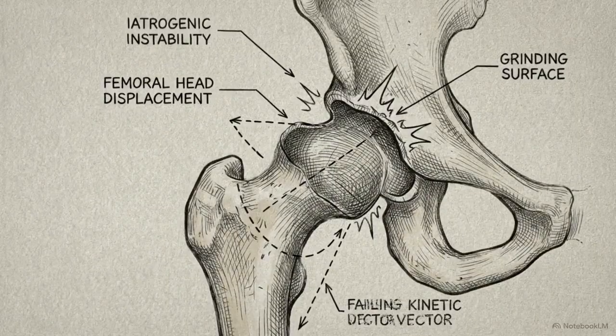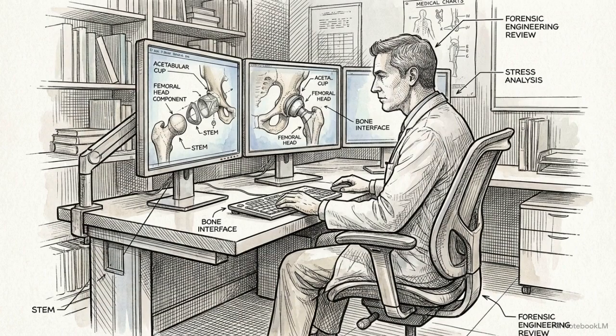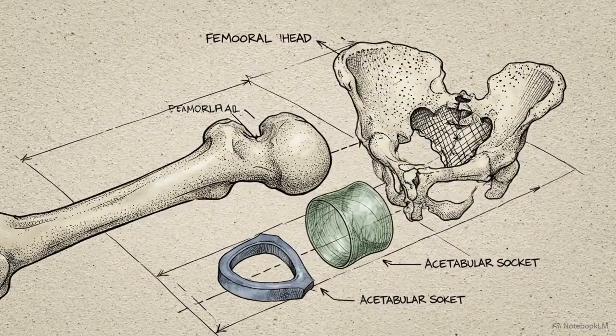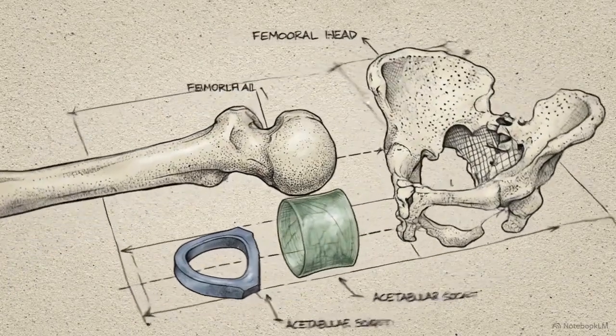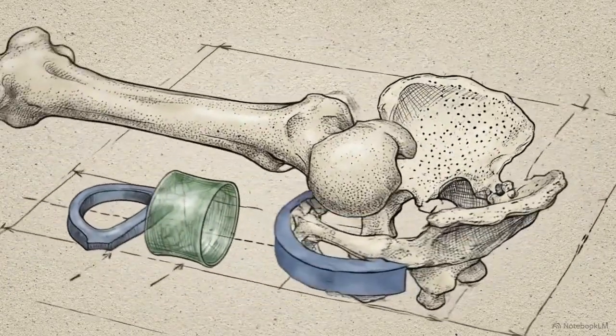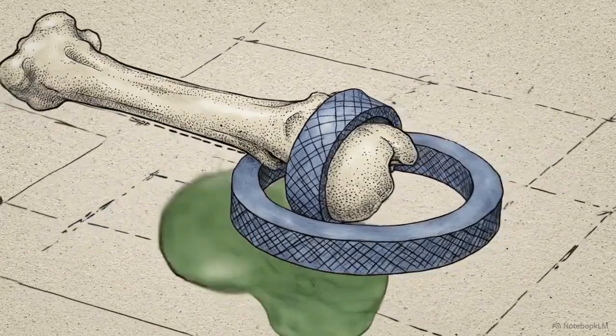Ultimately, evaluating the postoperative hip requires the radiologist to act as a forensic engineer. By precisely mapping the altered bone, the repaired labrum, and the sutured capsule, we can determine the true mechanical stability of the newly engineered joint.